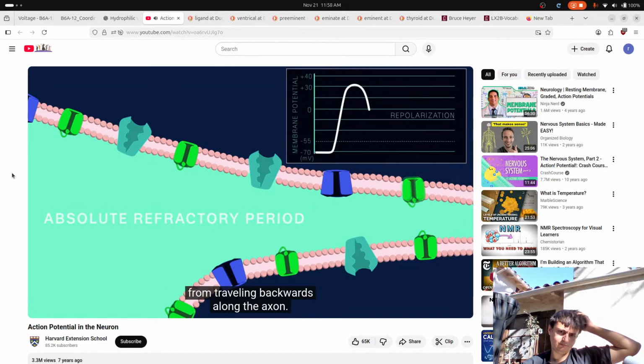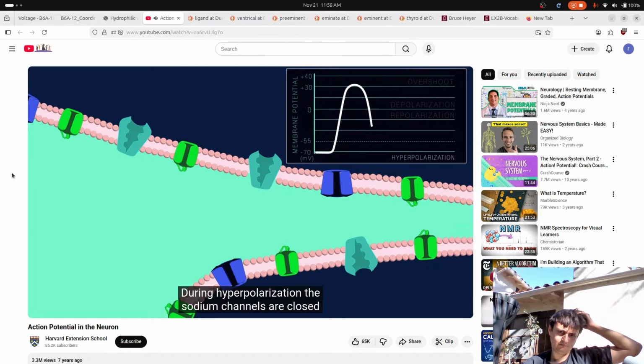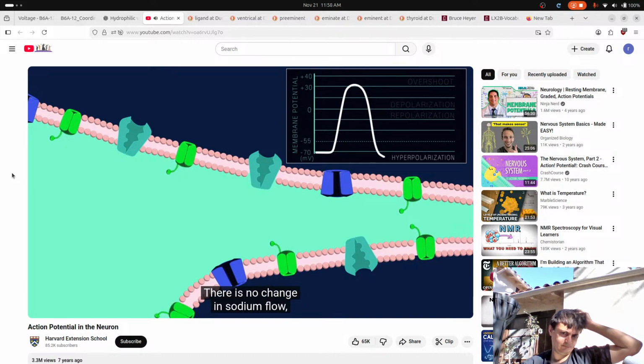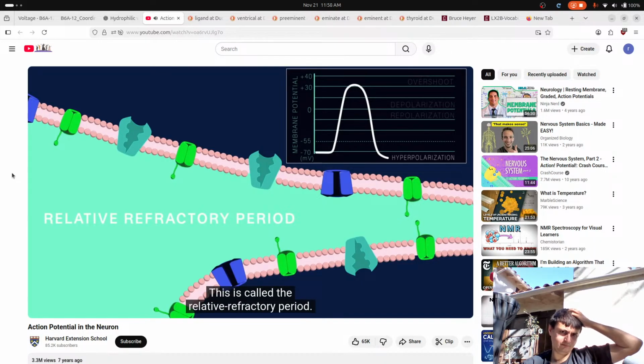along the axon. During hyperpolarization, the sodium channels are closed and the inactivation gate opens. There is no change in sodium flow, but now they could be opened again. This is called the relative refractory period, because while the sodium channels could open, it would take a larger than usual stimulus to reach threshold, because the cell is hyperpolarized.